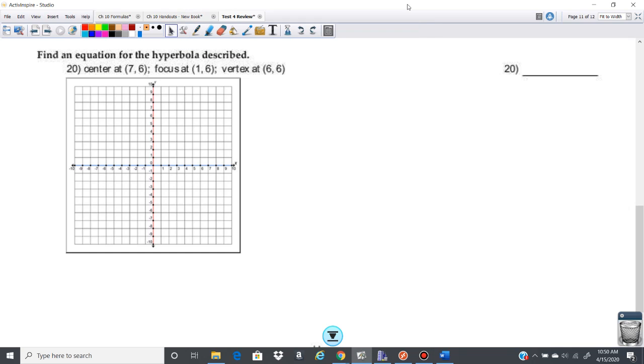Right, last problem. We are finding an equation for the hyperbola. So it's a hyperbola. We know that. The plot gives us our points, so let's go ahead and plot those. We have a center at (7, 6). So let's see where that is on here. 7 and 6, so about right here. That's going to be our center.